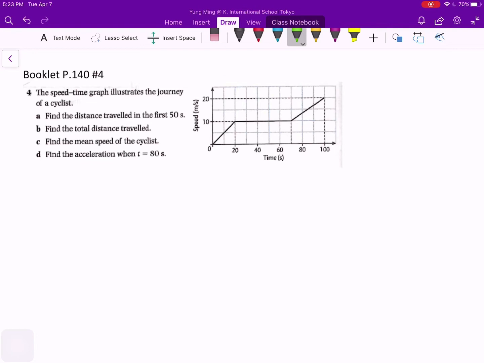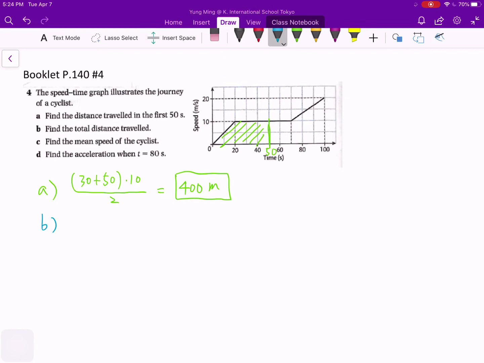Right, so part A, find the distance traveled for the first 50 seconds. So what I do is I put a line over here, so this is 50. And then that means I want to find the area over here. So that's a trapezium again. The top base is 30, from 20 to 50. The bottom base is 50, from 0 to 50. And I multiply by 10, which is my height, and I divide it by 2. Okay, I get 400 meters. That's agreeing with the textbook's answer. So far so good. Let's move on to part B.